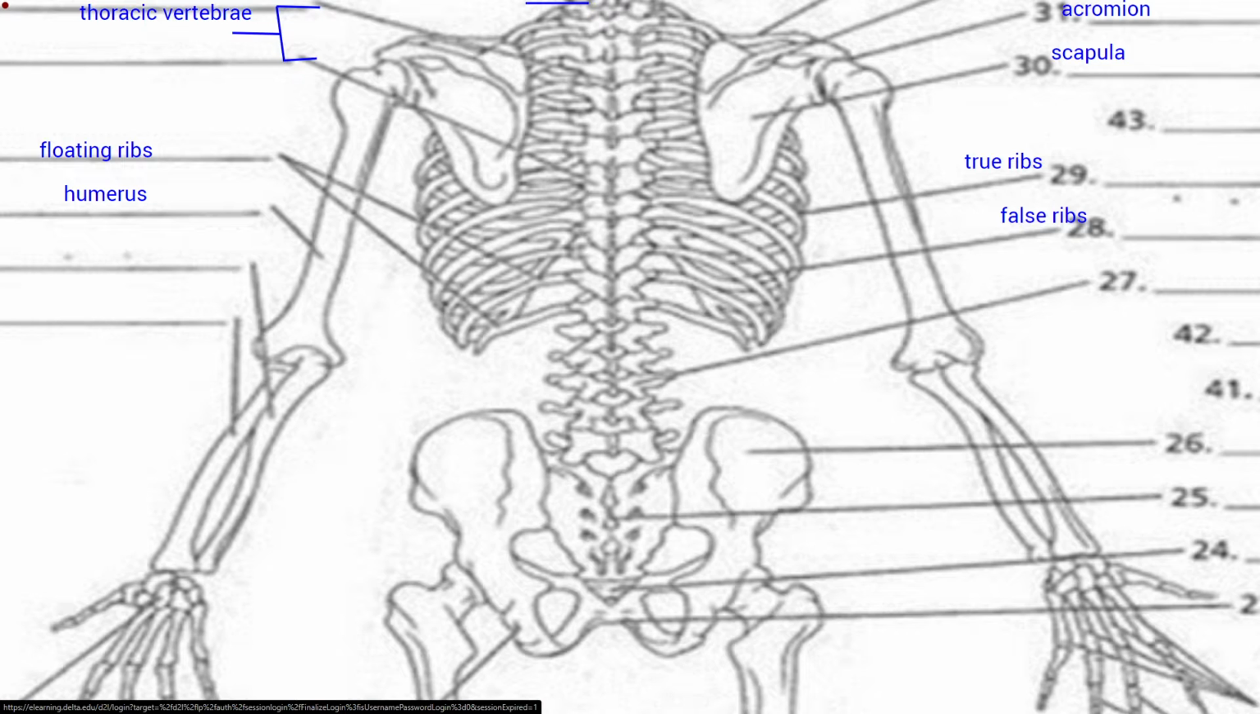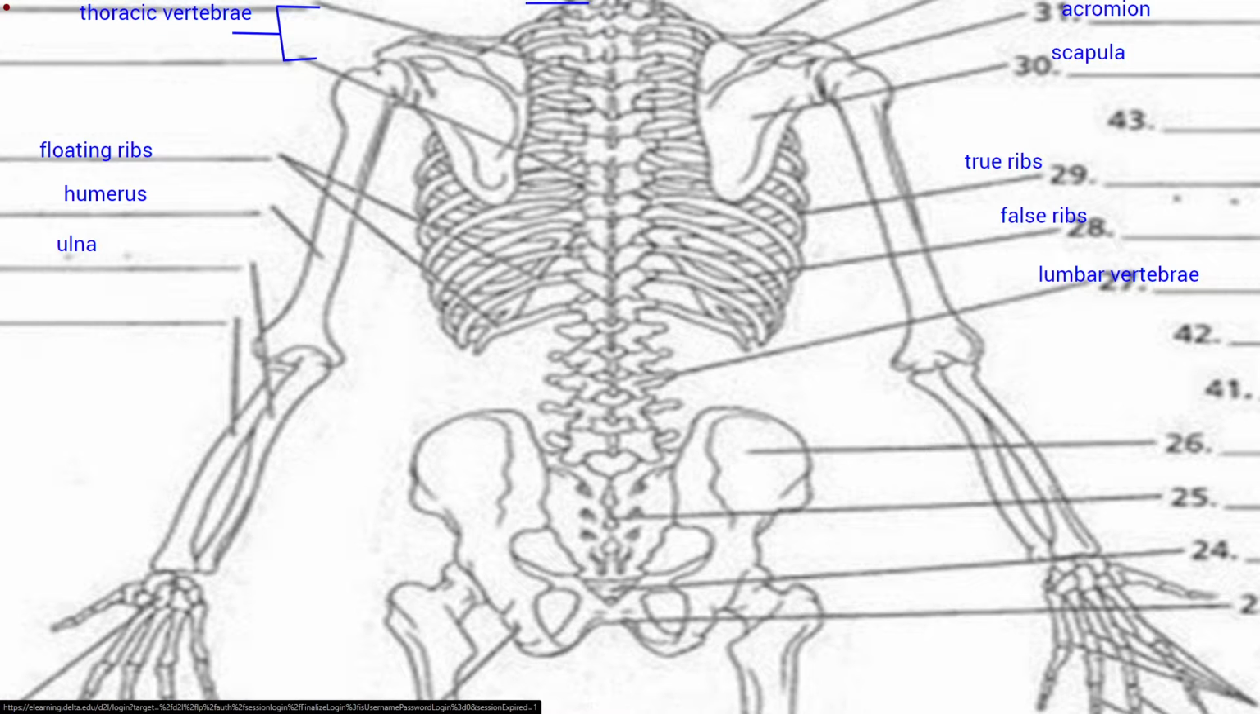Okay. So now here, number 27, we delineate thoracic vertebrae? We did. So then down here, we got lumbar vertebrae. So we'll put that for 27. Over here, got the ulna.